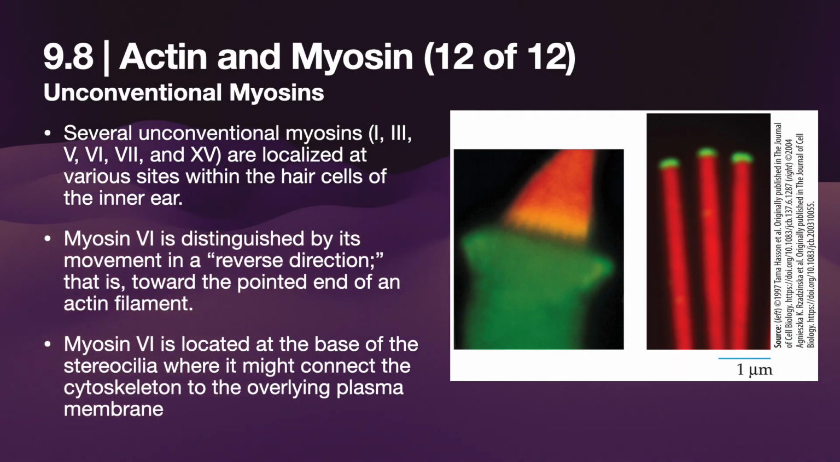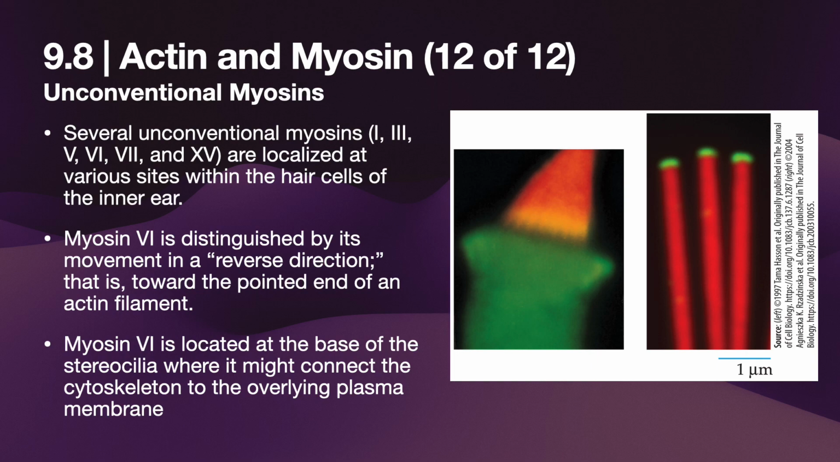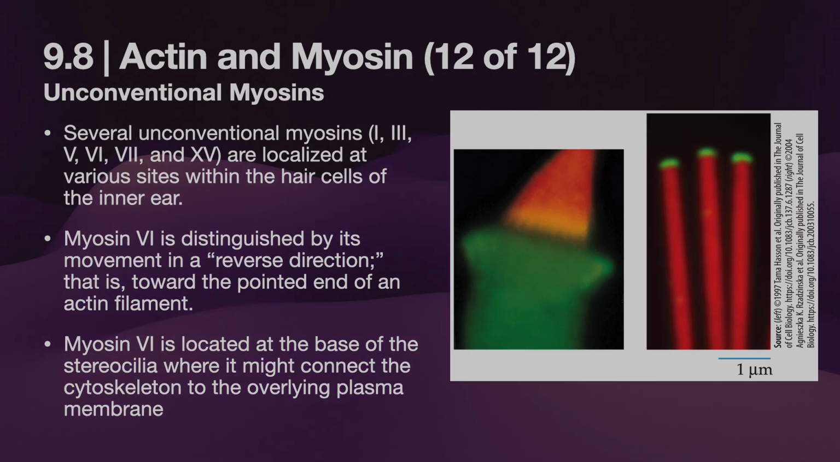Several unconventional myosins, 1, 3, 5, 6, 7, and 15, are localized at various sites within the hair cells of the inner ear. Myosin 6 is distinguished by its movement in a reverse direction, that is, toward the pointed end of an actin filament. Myosin 6 is located at the base of the stereocilia, where it might connect the cytoskeleton to the overlying plasma membrane.